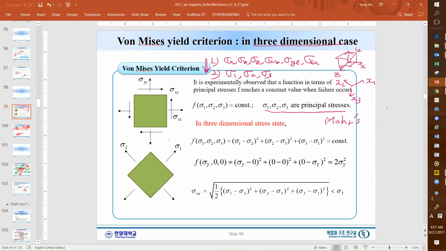I will cover that some other time. In the 2D version, we have only sigma 1 and sigma 2. Again, in the 2D version, we have sigma XX, sigma YY, and sigma XY, and we say we have sigma 1 and sigma 2. This axis and that axis have a certain angle. And now how do we calculate it?